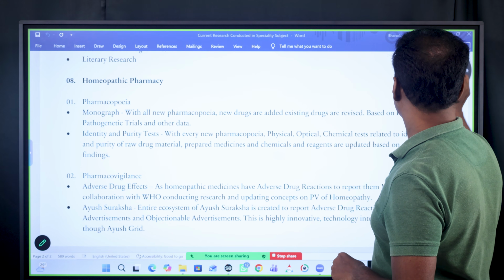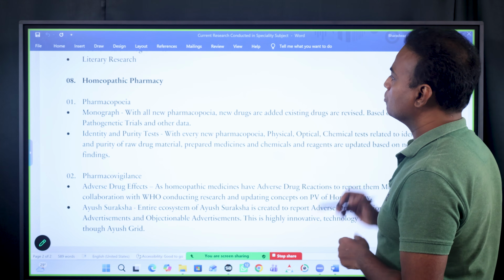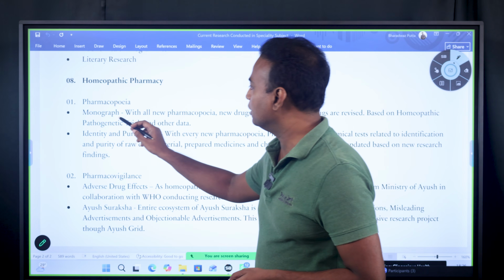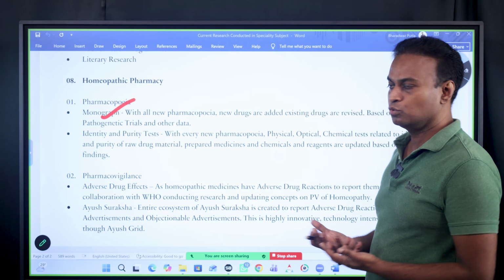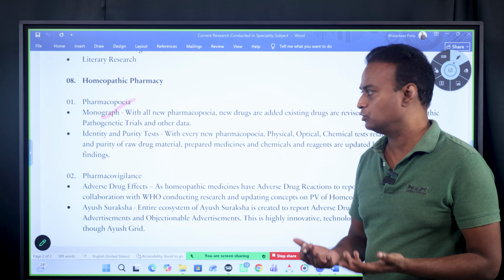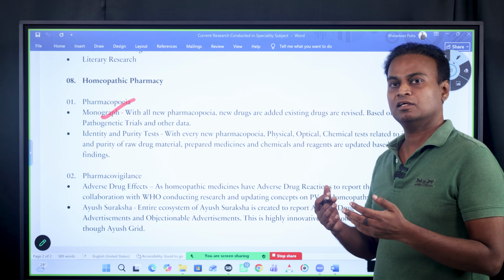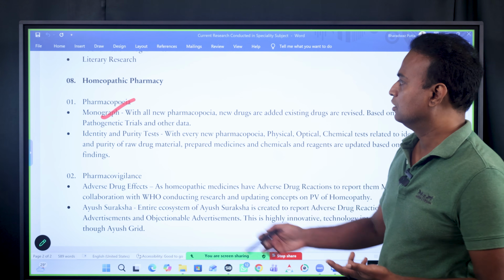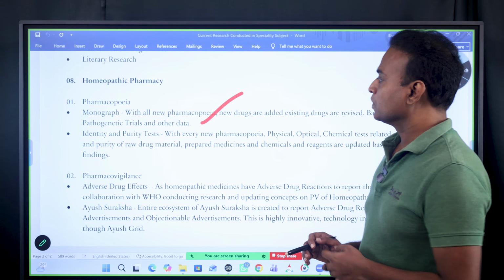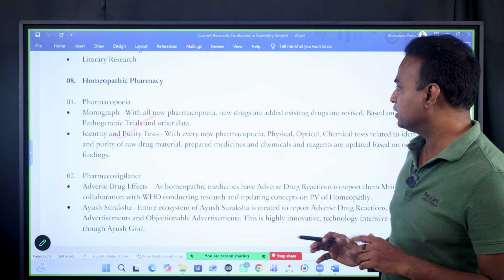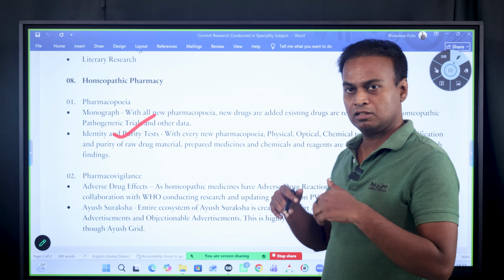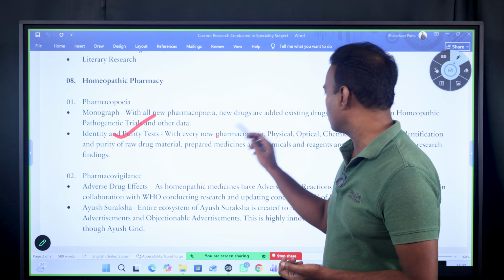First one is pharmacopoeia. Okay, in pharmacopoeia, what they are doing is regularly updating the monographs. When a new pharmacopoeia comes, they are doing two things. One is adding new drugs, new monographs, or updating the monographs of previous drugs. That is also research. And also identity test and purity test. Identity tests and purity tests are updated in every new pharmacopoeia.